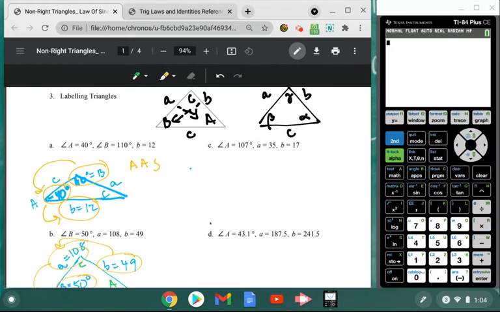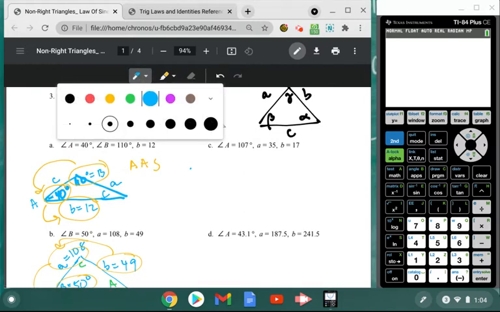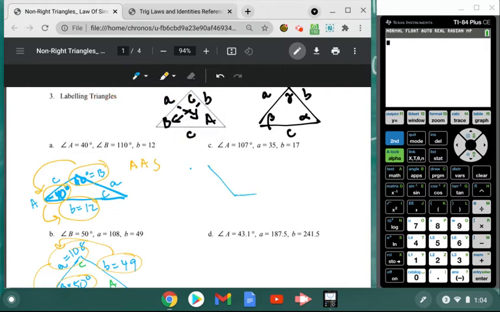Okay, let's take a look at part C. So part C, 107 degrees, that's an obtuse angle, more than 90. So something like this. Okay, so angle A is 107. Side A is going to be opposite. So let me just draw this in. I'm just guessing, right? So side A is 35, and side B could be either of the two sides that make up angle A. It doesn't matter where you put it. I'm going to go ahead and put it, I don't know, here.